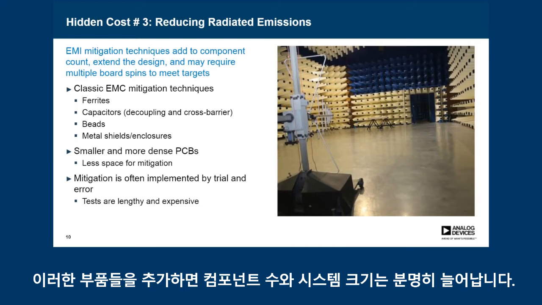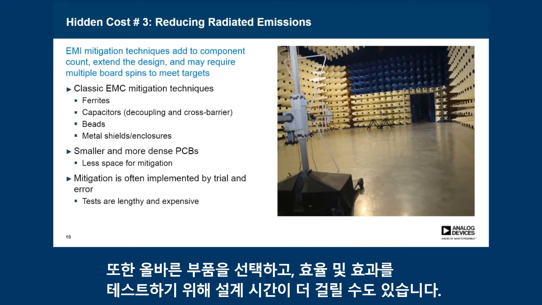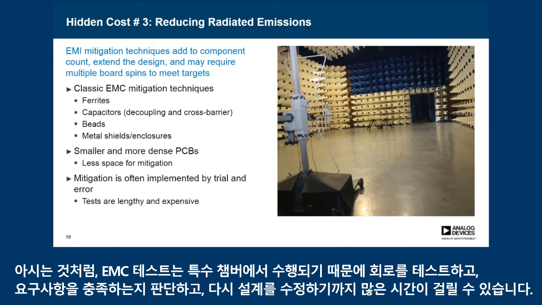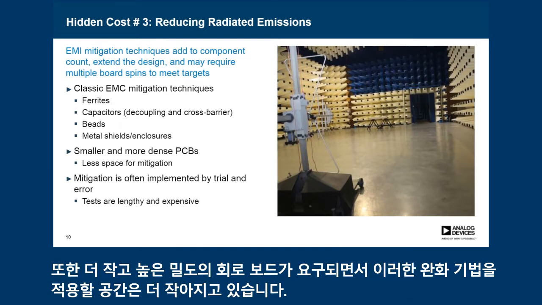Obviously, adding these parts adds to the component count and the size of the system. It can take longer to design, to make sure you've chosen the correct parts and tested their efficiency and effectiveness. And because the EMC testing is carried out in specialized chambers, it can be time-consuming to test the circuit, determine whether or not it meets the requirements, and go back and potentially modify the design. The drive towards smaller and more dense circuit boards also means that there is less space to employ these mitigation techniques.